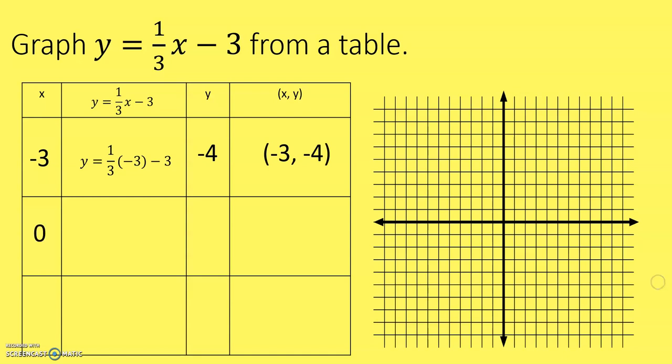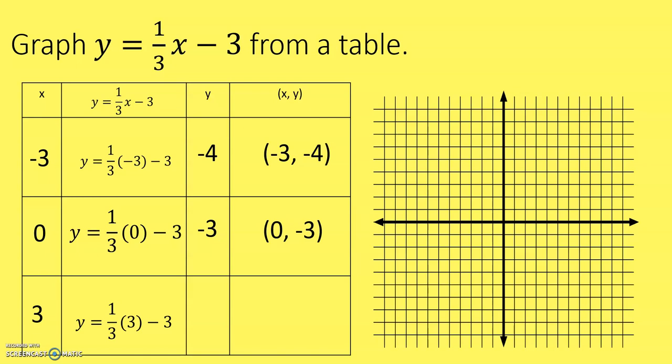Again, use 0. Substituting, y equals 1/3 times 0 minus 3. Our y value is negative 3. Our ordered pair is 0, negative 3. A positive x value to choose is 3. Substituting in, y equals 1/3 times 3 minus 3. 1 minus 3 is negative 2. Ordered pair, 3, negative 2.